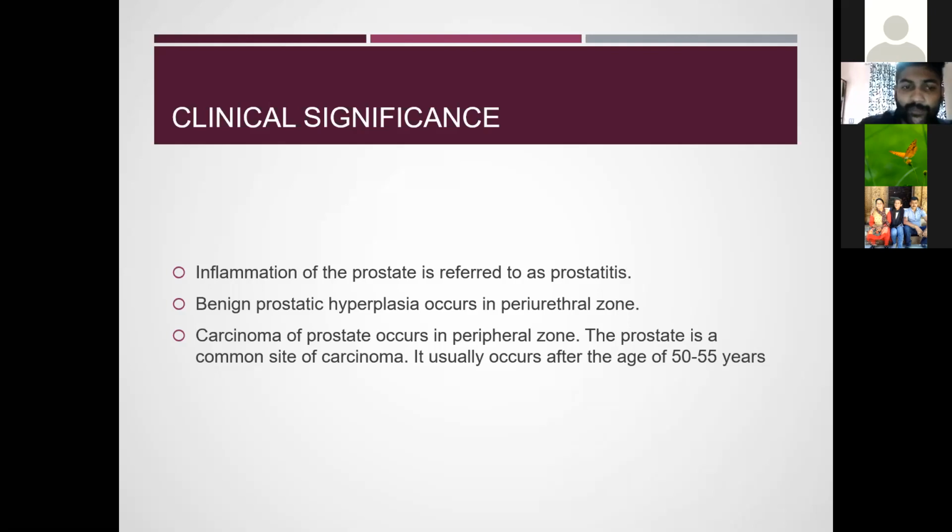So the main conditions are inflammation of the prostate, also called prostatitis, and BPH, or benign prostatic hyperplasia, which mainly occurs in the periurethral transition zone. Then the carcinoma of the prostate mainly occurs in the peripheral zone. It is the most common site of carcinoma, and it occurs after the age of 50 to 55.